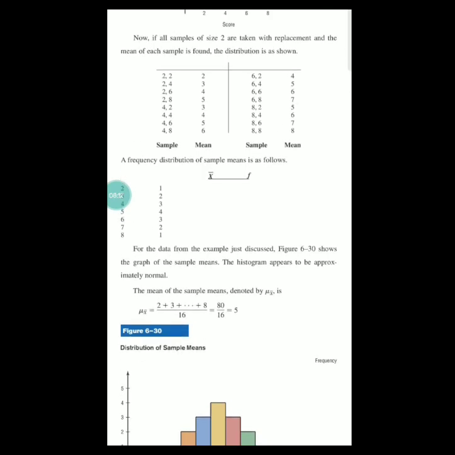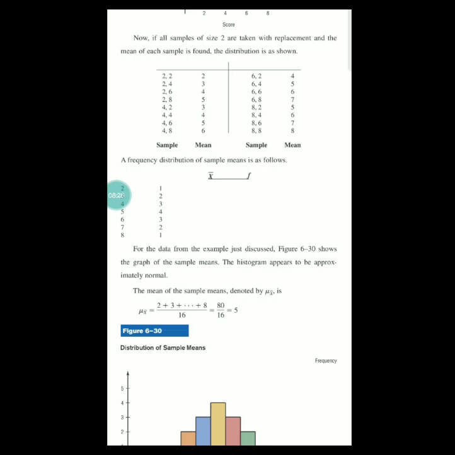Now, if all samples of size 2 are taken with replacement and the mean of each sample is found, the distribution is as shown. So, after getting our samples, we get the mean. So, 2 and 2, the mean is 2. 2 and 4, what is the mean? 2, 3, 4. So, it's 3.